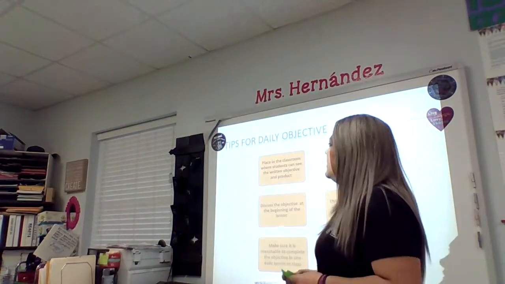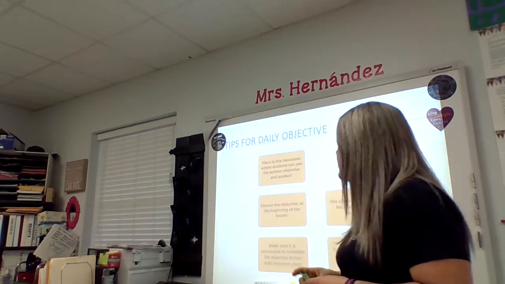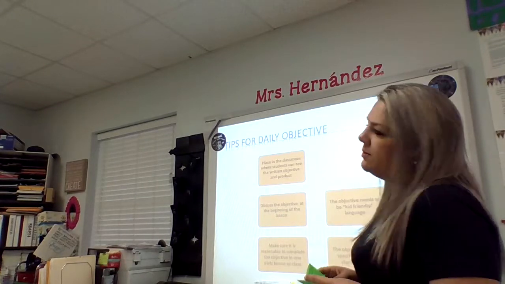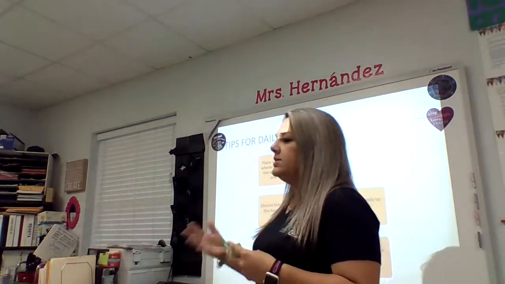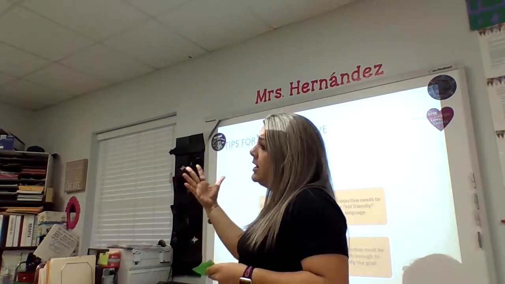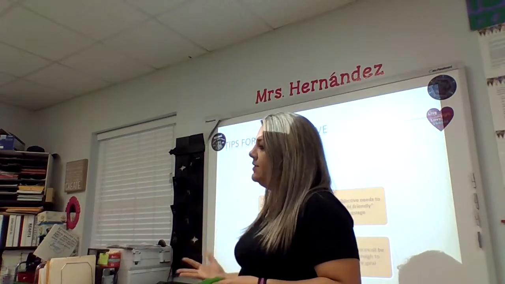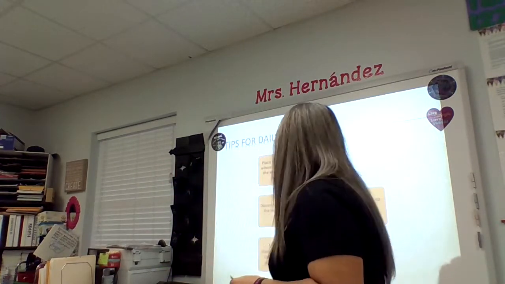Tips for your daily objective. Some of the tips for your daily objective are to place it in the classroom where students can see the written objective and product. I know walking into some of your classrooms I've seen, and I know pretty much standard that we have it all written on our board. We have a specified place. I think it would be beneficial for you to have it in the same place every day. That way the students know exactly where they need to turn to look to see your objectives.